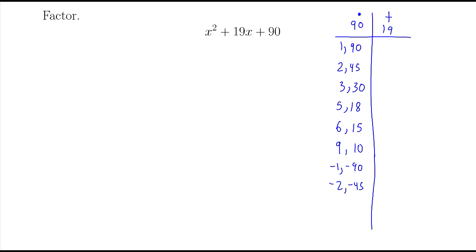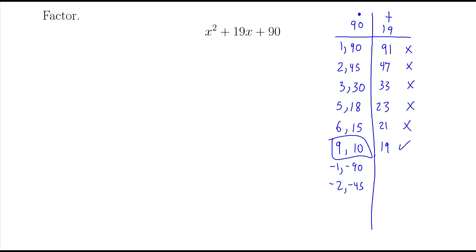Okay, so anyway, 1 plus 90 is 91. That's not 19. 2 plus 45 is 47. That's not 19. 3 plus 30 is 33. That's not 19. 5 plus 18 is 23. That's not 19. 6 plus 15 is 21. Not 19. 9 plus 10 is 19. Check. I found my pair of numbers.